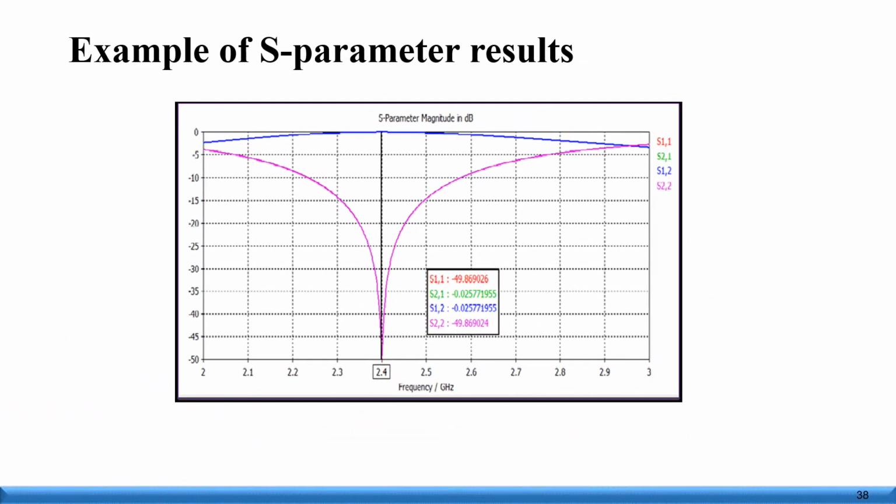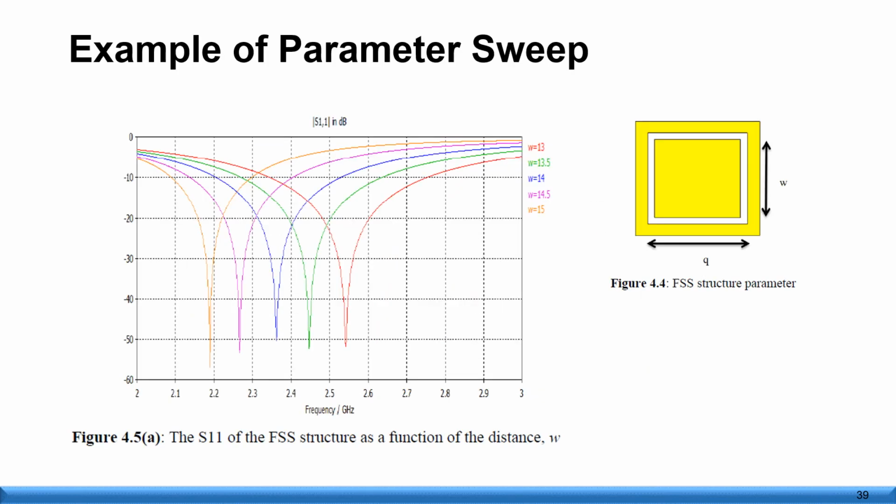This is an example of S parameter from an antenna design. You can show the S parameter and your labeling here. This is an example of a graph. This is another example of a graph, for a parameter sweep. That means you can change the dimension of the W here, check how the size of W changes the effect on the resonant frequency. This is one of the results you can show for different parameters.